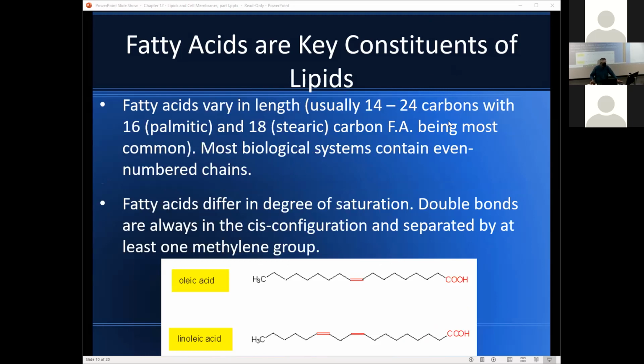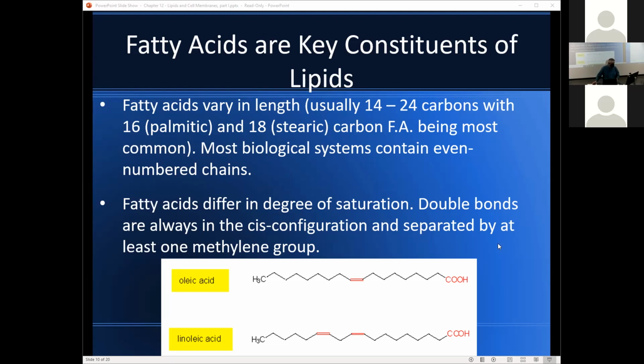Fatty acids vary in length, usually 14 to 24 carbons, with palmitic acid and stearic acid, the 16 and 18 carbon fatty acids, being the most common. Most biological systems contain even numbered chains. Fatty acids differ in degree of saturation. Double bonds are always in the cis configuration and separated by at least one methylene group.